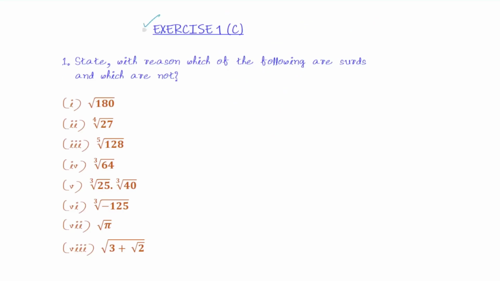Now exercise 1C. Number 1. State with reason which of the following are surds and which are not.